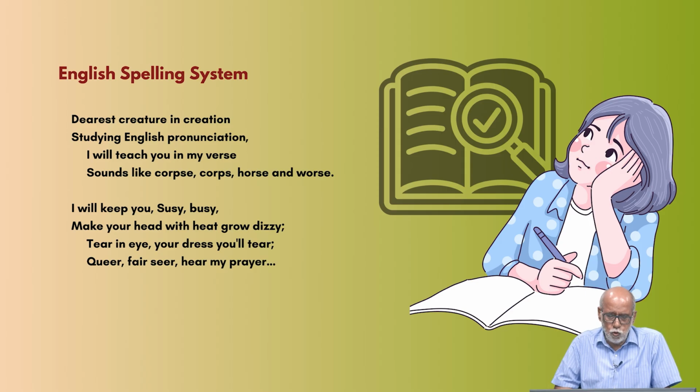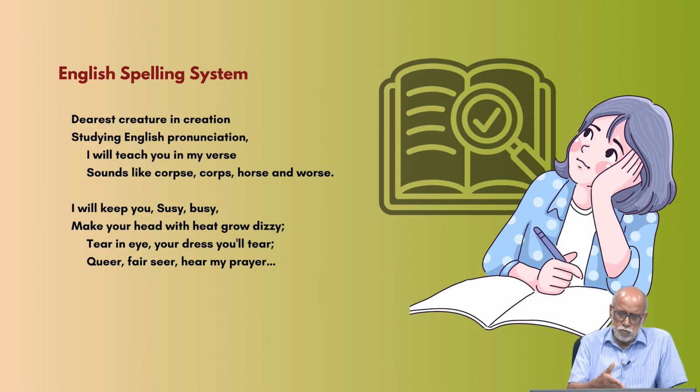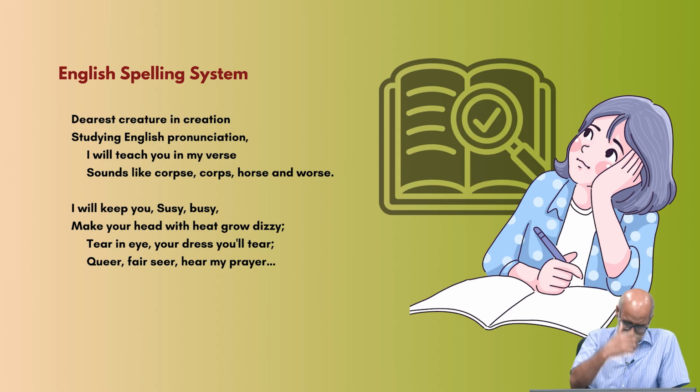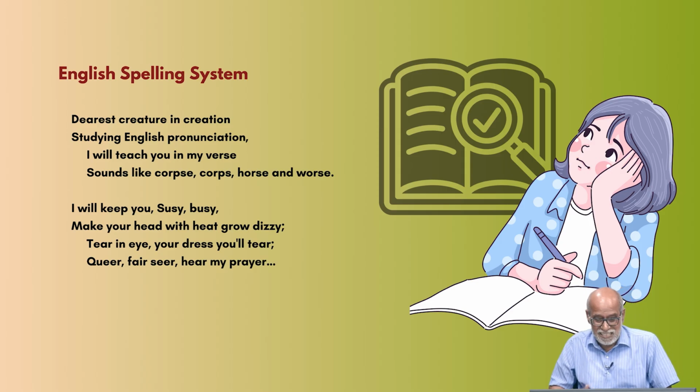So, for saying you as in the pronoun you, English takes 3 letters Y, O, U, but the same U is pronounced only with one U in a name like Susie, and the same U is not pronounced like U in the next word. It is not busy, it becomes busy, IY. Look at EA. In some words it is A, in some other words it is E.